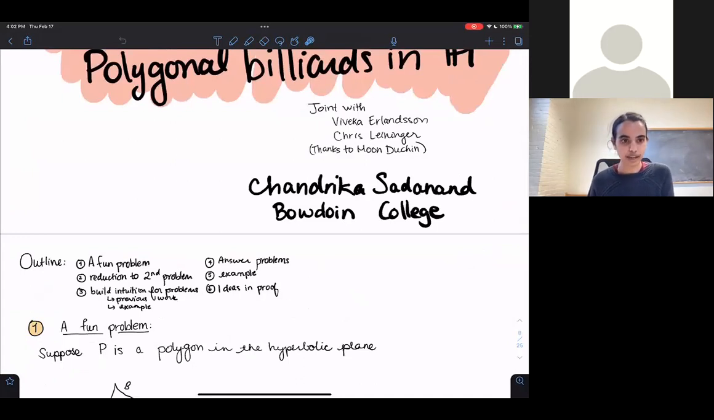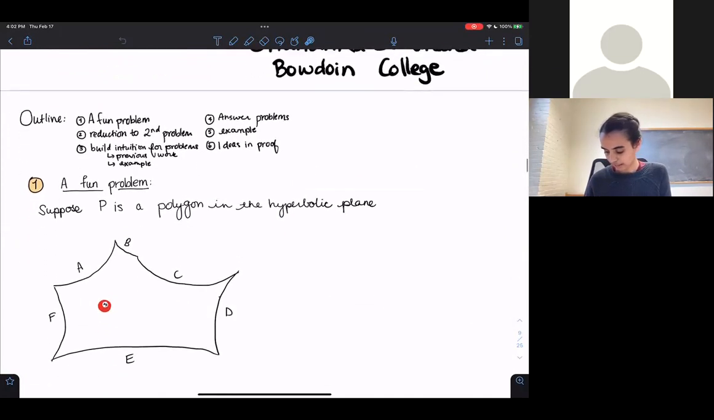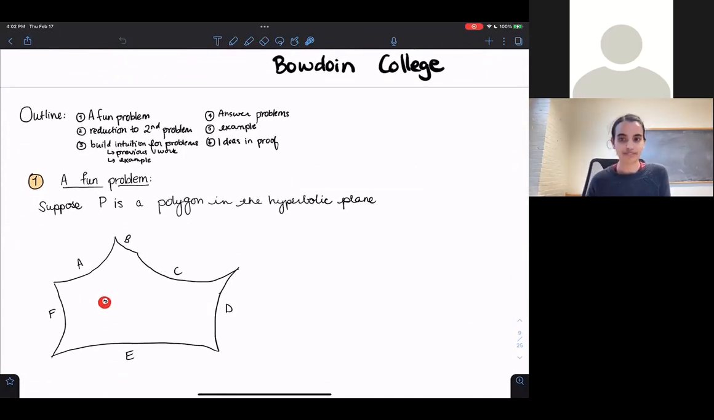Okay, so here is the problem. Let's say that we have a polygon in the hyperbolic plane. Here's an example of a polygon in the hyperbolic plane. And let's imagine that this was a billiard table. So I have a billiard ball inside this polygon, and it moves. And when it hits an edge, it bounces off the edge like this, with angle of incidence equals angle of reflection. And it continues this way, bouncing around. So it hits C, then D, maybe, for example.